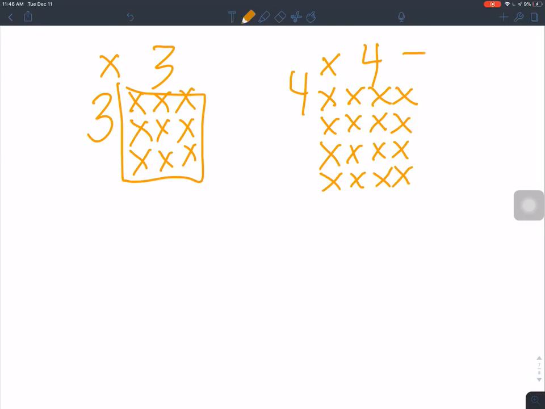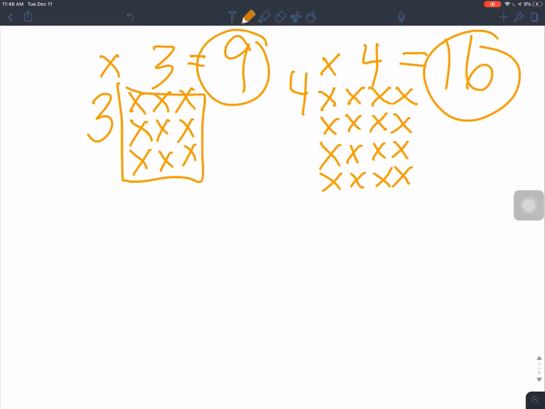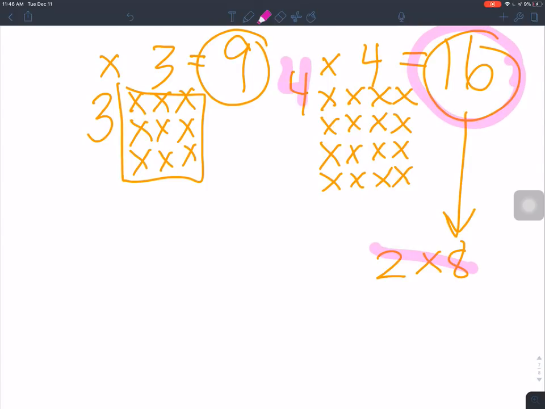And what is the product of 4 times 4? 16. So 16 is a perfect square. And 3 times 3 equals 9, and 9 is a perfect square. 16 can be made with 2 rows of 8, but that is not a perfect square. The reason 16 is a perfect square is because one of the factor pairs makes it a perfect square.